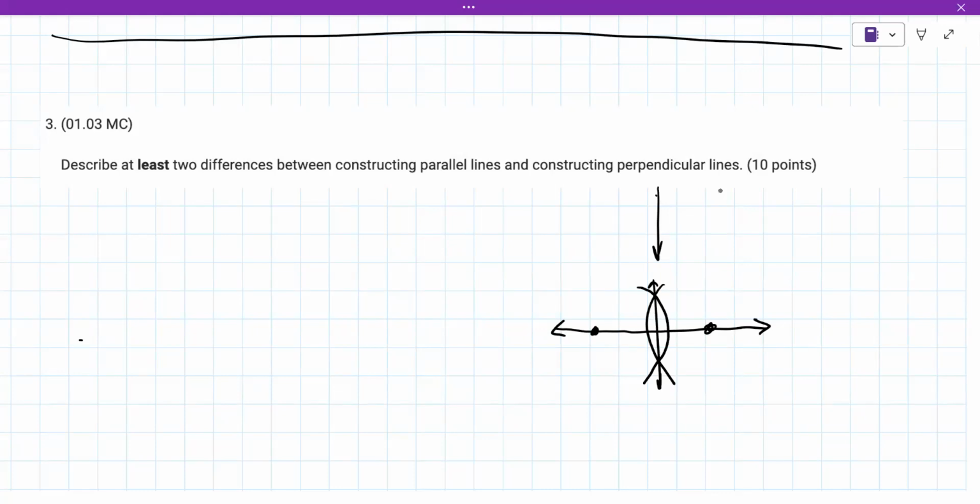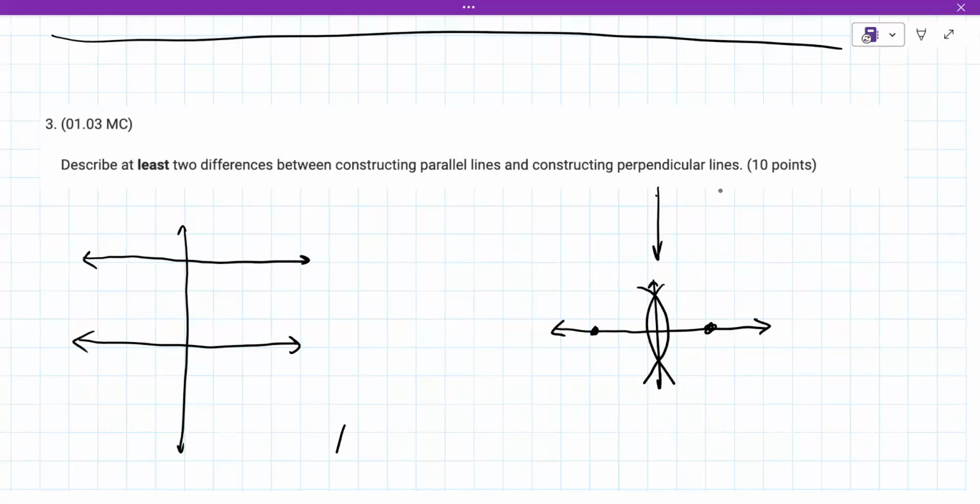Now for parallel lines, you do create a 90 degree angle as well. But then you copy an angle. So one difference is that in the parallel lines you're copying the angle.